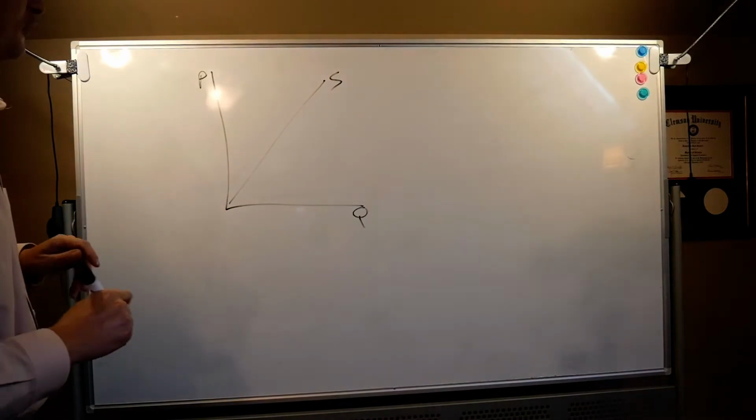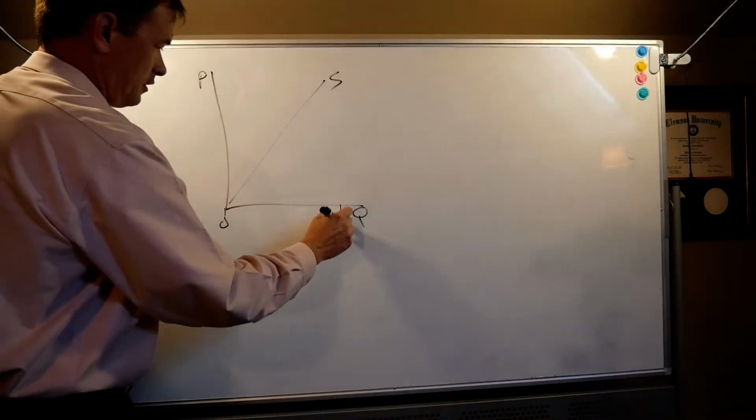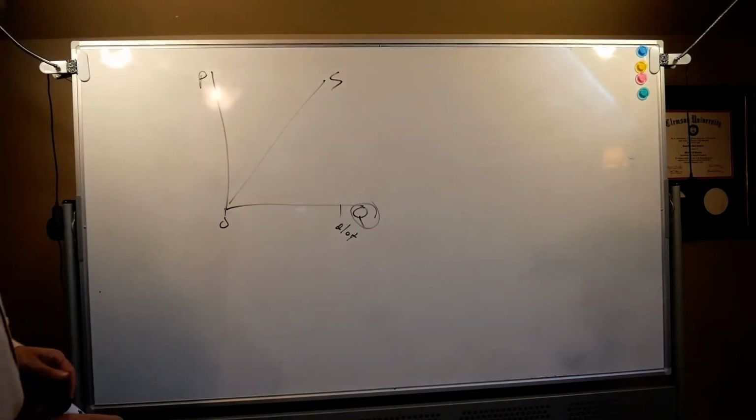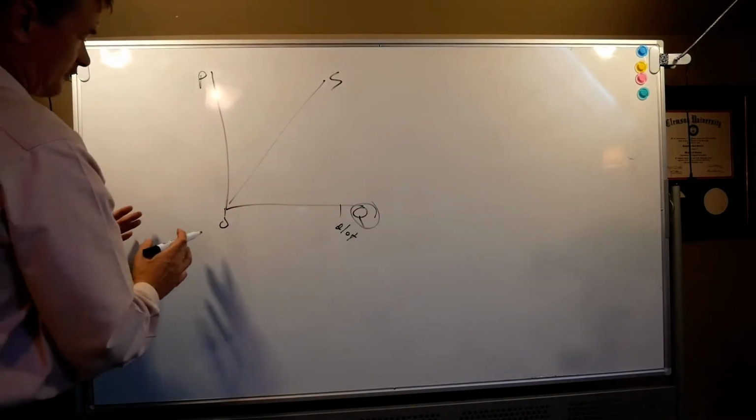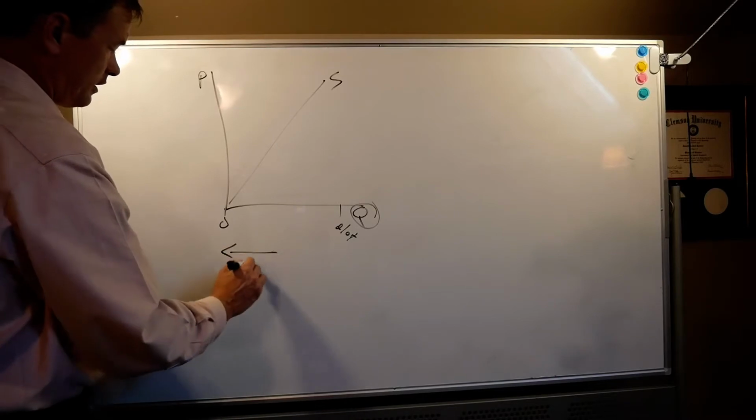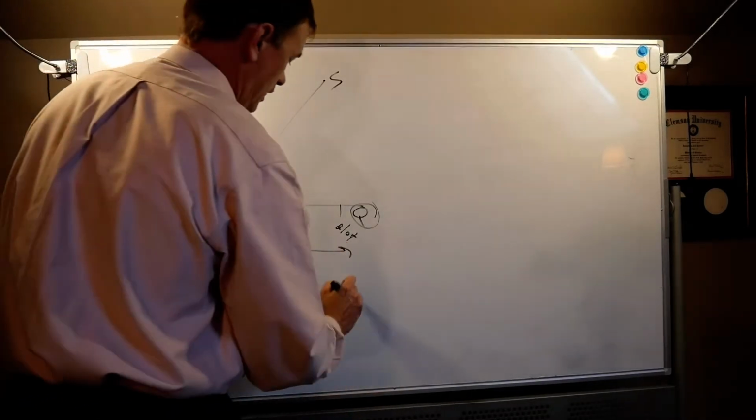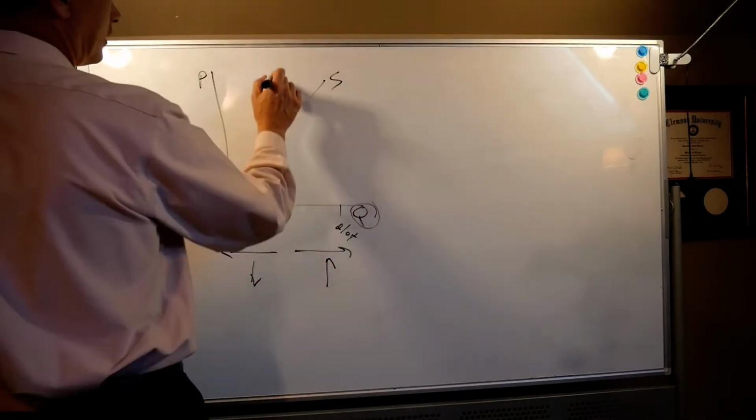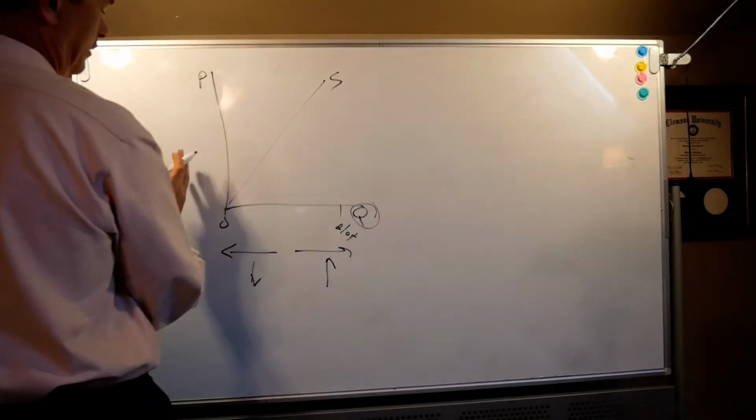So let's do this. Remember, this is zero. This is a lot when we're talking about quantity. So if I move to the left, that's a decrease. If I move that way, that's an increase. Keep that in mind, because if you say, hey, supply's going to go up, you're going to say up, that's actually a decrease.